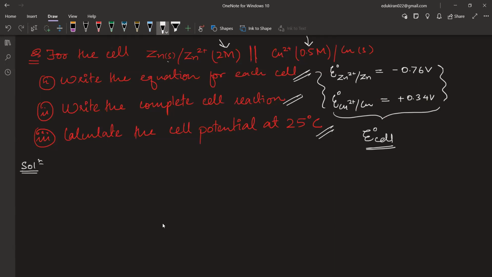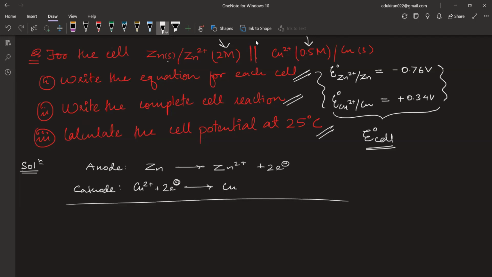So at anode, we will have zinc getting converted to zinc 2 plus 2 electron. At cathode, we will be having copper 2 plus 2 electron getting converted to copper. Then we can add these two reactions, eliminate the electrons, and we will get zinc plus copper 2 plus. It's going to give me zinc 2 plus copper.